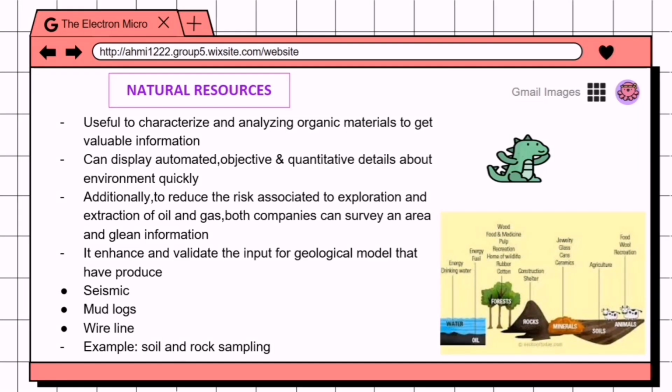Next, we will talk about natural resources. It is useful to characterize and analyze organic material to get valuable information, for example, soil and root sampling. It is also used in the exploration and extraction of oil and gas.